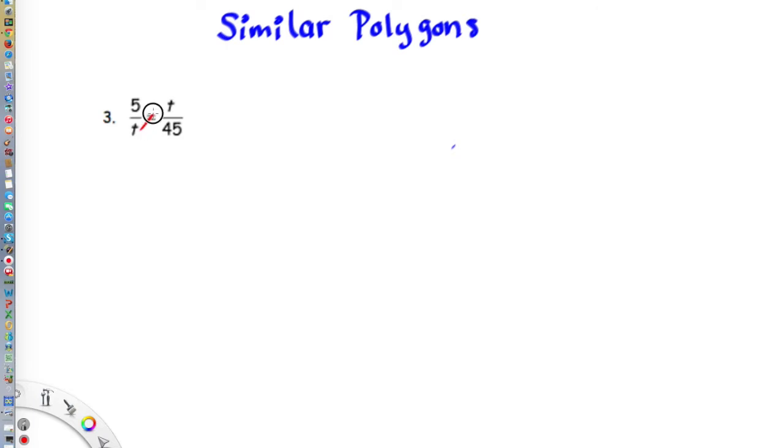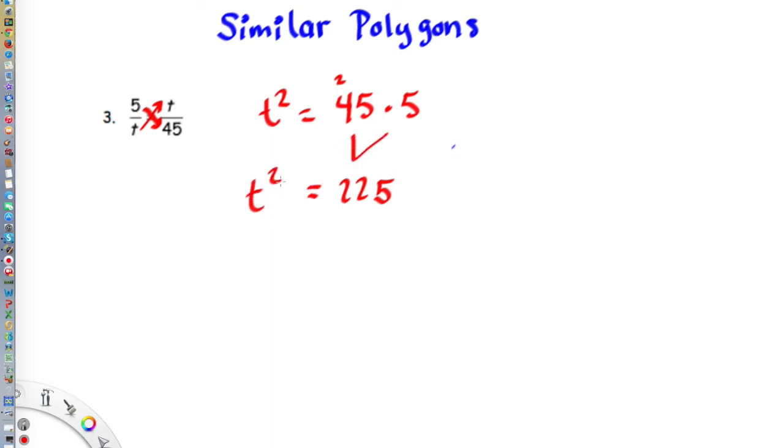Look what happens. If I do cross product, t times t, that's going to be what? t to the second power, and that's going to be equal to 5 times 45, or 45 times 5. 5 times 5 is 25, carry the 2. 5 times 4 is 20, plus 2 is 22. So I combine that, and that's going to equal 225. Then I want to solve for t, so I have to do the inverse operation. What's the inverse operation of squaring something? It's finding the square root. So I find the square root of both sides, and t is going to be equal to 15.